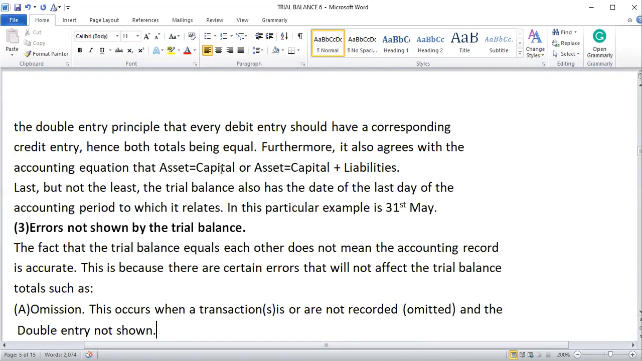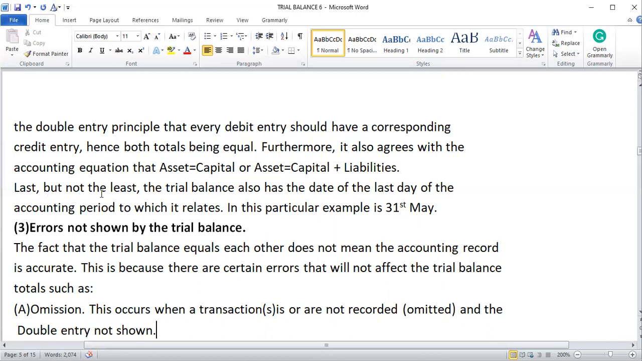Why? Because every transaction has to be recorded twice. So our assets, you group all assets and group all capital, it should be equal. All assets are equal to capital plus liabilities. And so forth. As I said, I have a video on the accounting equation, so you can click on the link below to go and watch that particular video.